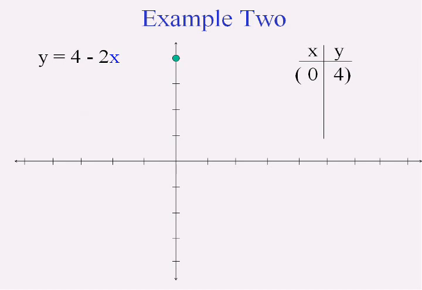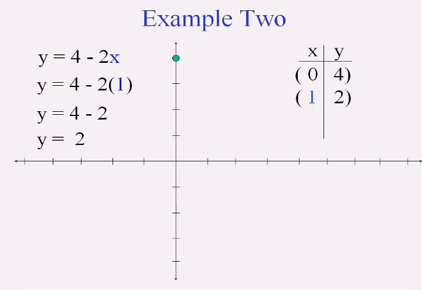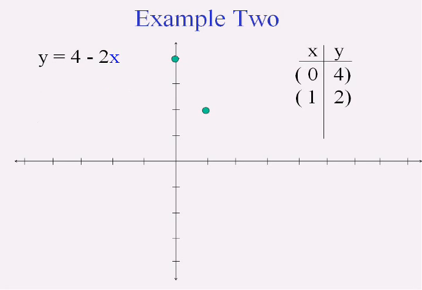What's the next number I should put in? Let's make life easy. I'll put in a 1 for x. And 4 minus 2 times 1 is 4 minus 2, or 2. So in this case, I've got the pair 1 for x and 2 for y. So I go over 1 and up 2. I ask you to do 3 points, remember, so you can check your errors if you make one.